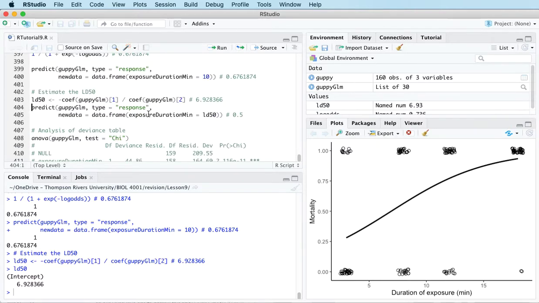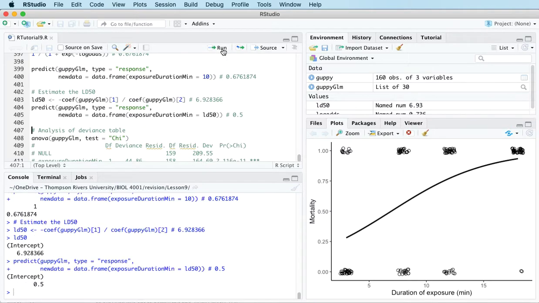We can check that we've calculated it correctly by figuring out the predicted probability for the LD50, and of course, because of the definition of the LD50, it ought to be 0.5. So this is a good check that you've got the correct answer for the LD50. You should just plug it back into the prediction equation and we should get 0.5.